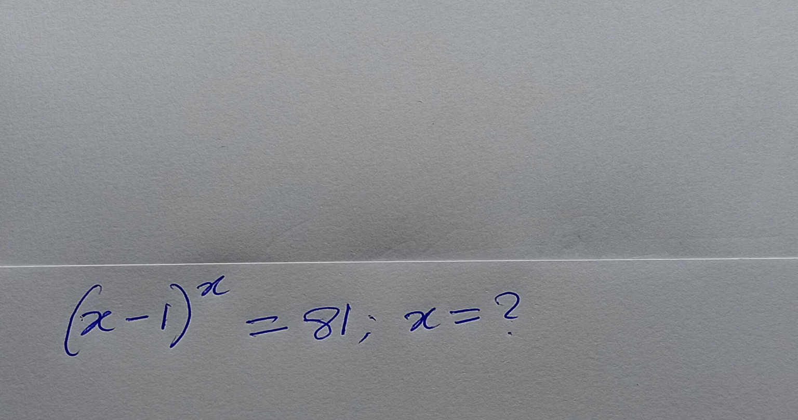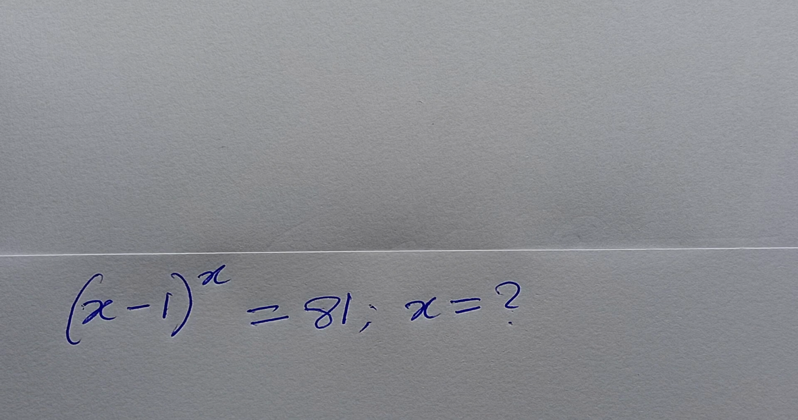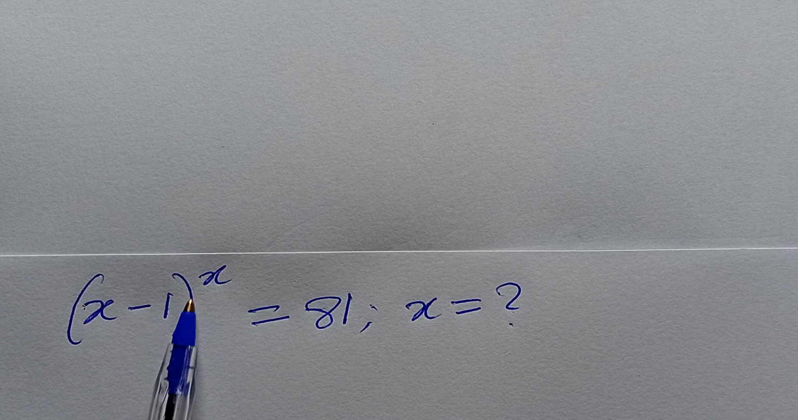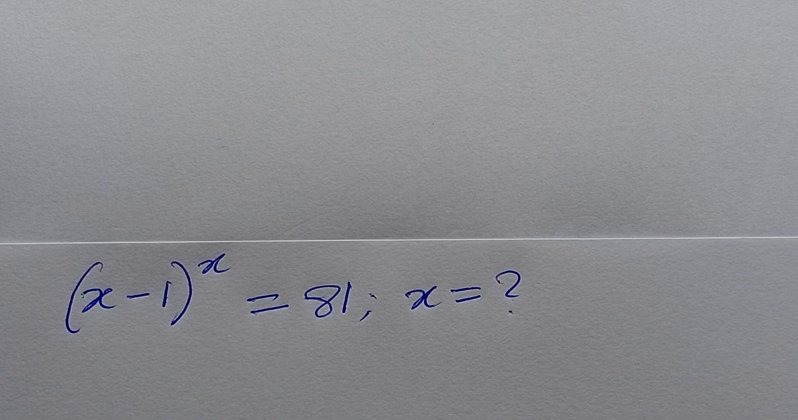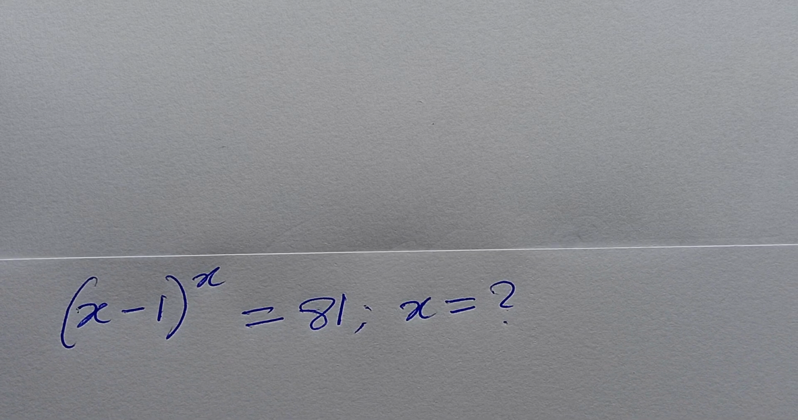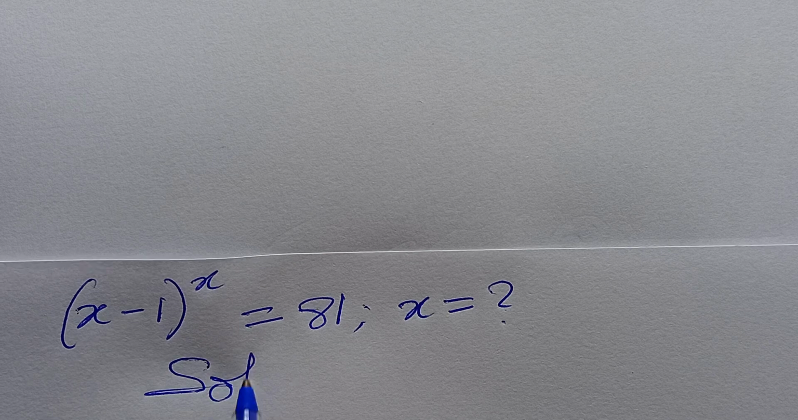Hello everyone. Here we have a simple exponential equation. It looks so confusing, but I will show you a simple trick to solving this. The question is (x − 1)^x = 81. What is the value of x that will satisfy this challenge? So we take our solution here.